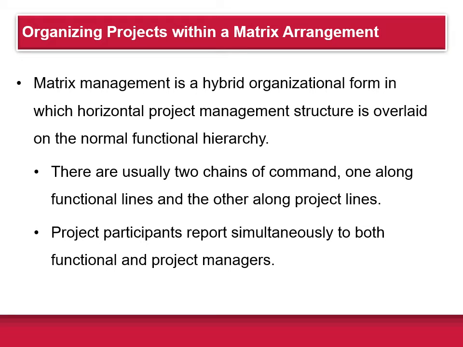So the final type is organizing projects with what's called a matrix arrangement. This is sort of a hybrid form in which a horizontal project management structure is overlaid on the normal functional hierarchy. Typically, there are two chains of command, one along the functional lines and another one along the project lines. The project participants report to both the functional manager and the project manager, so they sort of have two bosses.